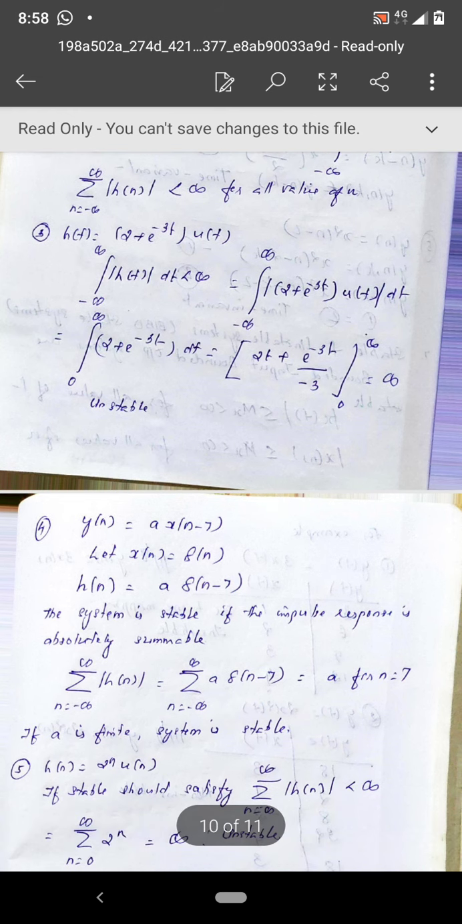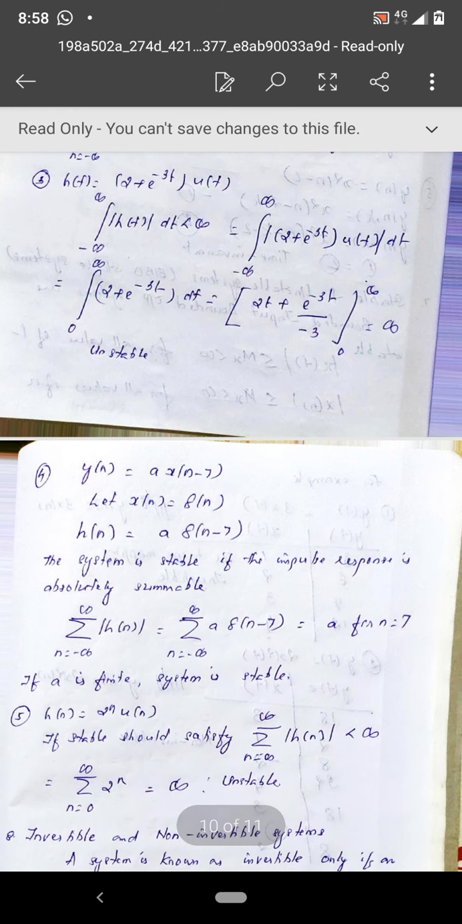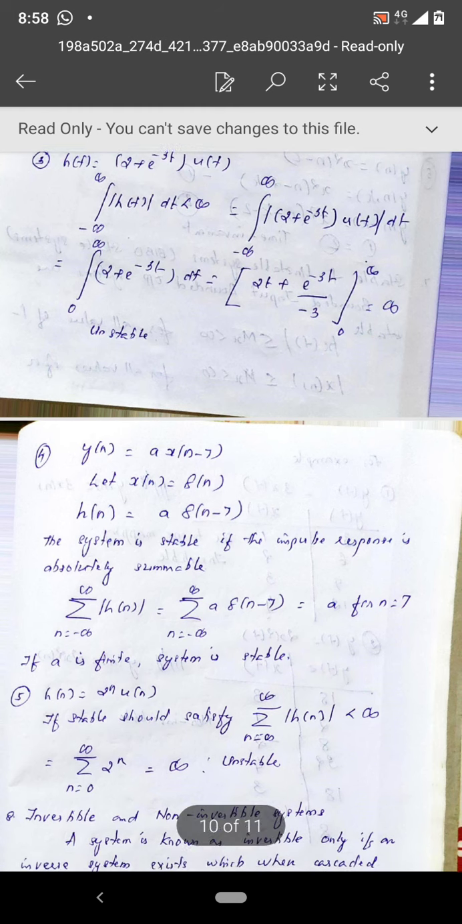Okay, now we'll see the fourth example, which is of a discrete time system, that is y of n equal to a into x of n minus 7. Suppose I replace the input x of n by the digital impulse, that is delta of n. You know what delta of n is? Delta of n has a value 1 only at n equal to 0, that is, when the argument is equal to 0. Here the argument is n, so n is equal to 0.